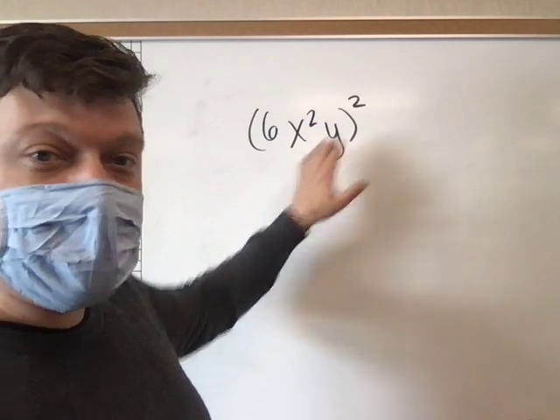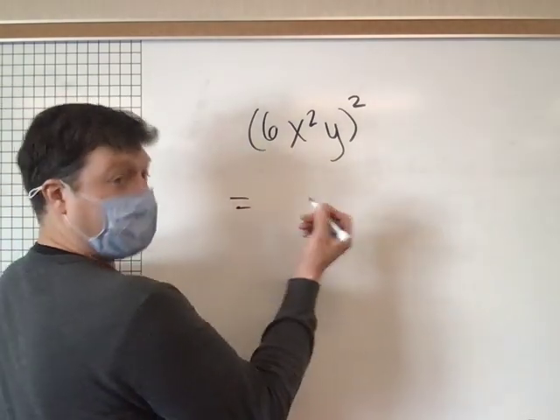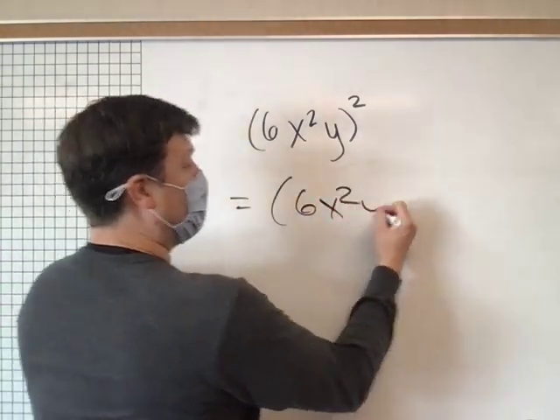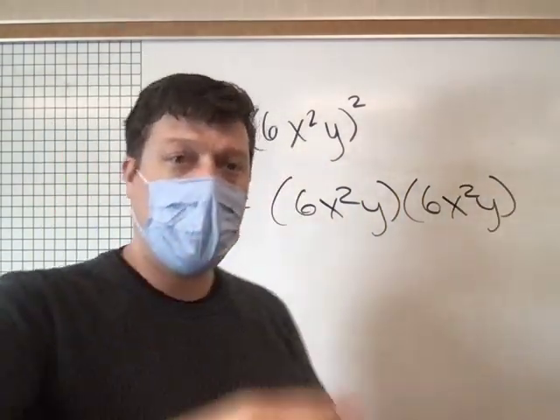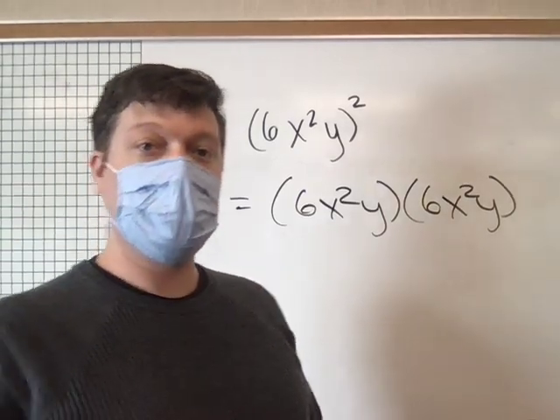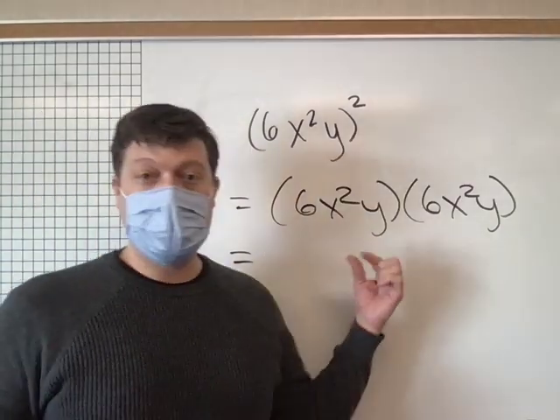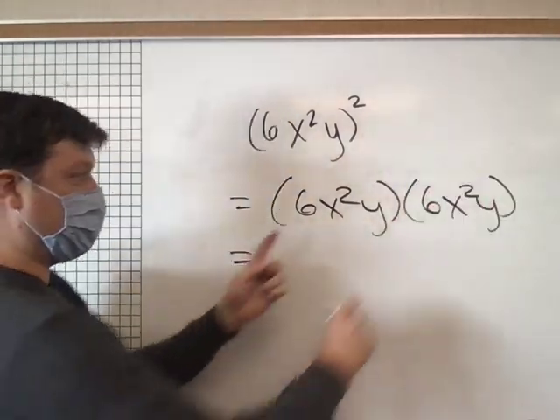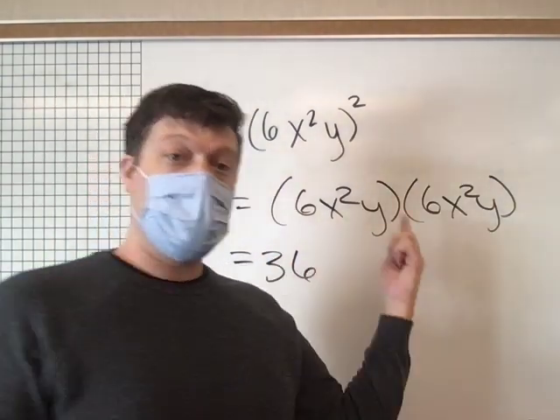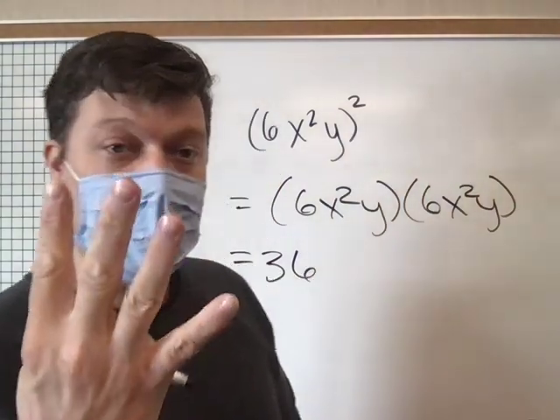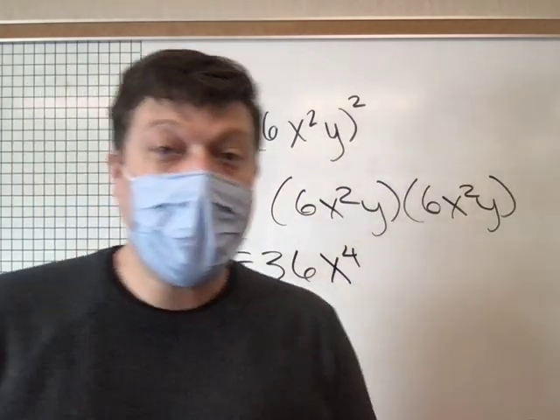So here I've got a square applied to 6x squared y. Well, that really does mean that I can rewrite this as 6x squared y times 6x squared y, because there's two of them. And if there are two of those values, we're allowed to write them out and compress them together. So 6 times 6 makes 36. X squared and x squared, well, there's two x's here, two x's there, so products of powers, add the exponents. Technically, y has an exponent on it.